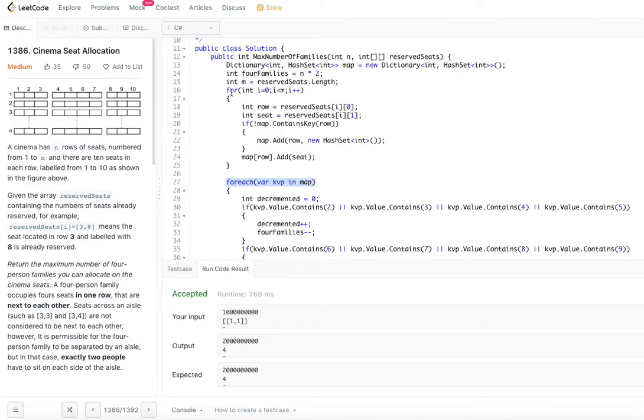In the best case, all the reserved seats are in a single row. But in the worst case, you are reserving one seat per row. That means the worst case is order of m. So this is order of m and this is also order of m. So finally, this algorithm's complexity is order of m, where m is the number of reserved seats in the given problem.